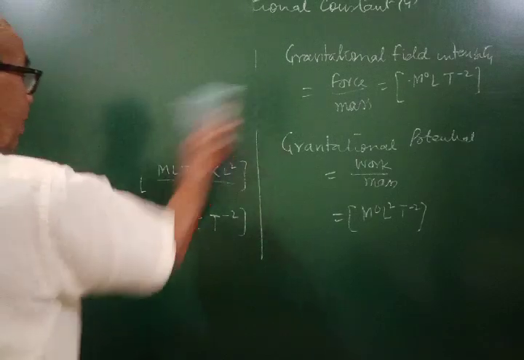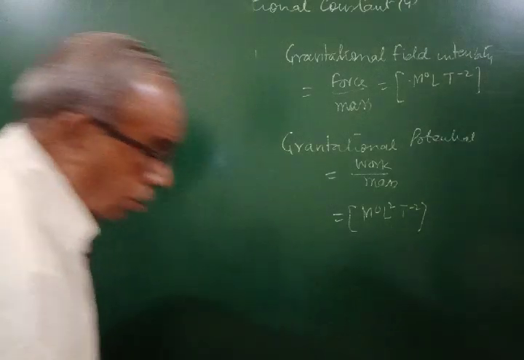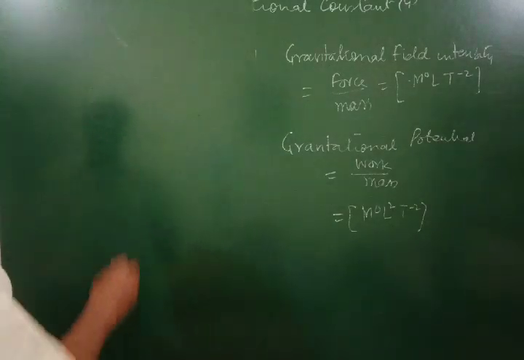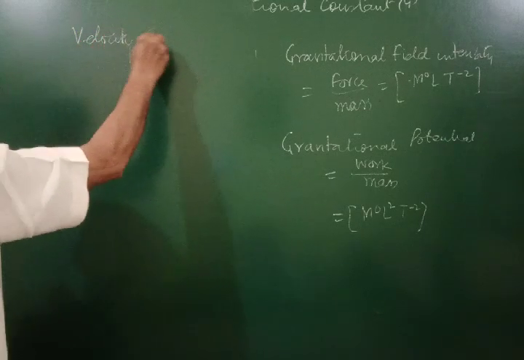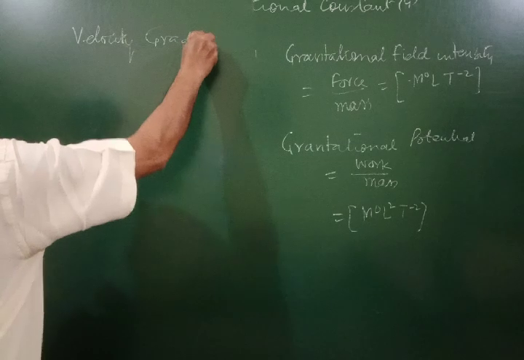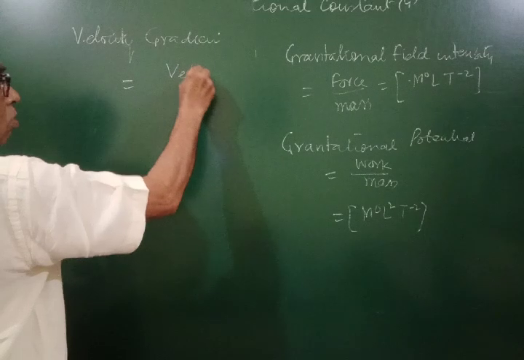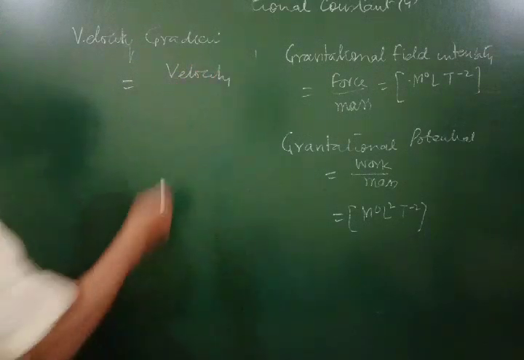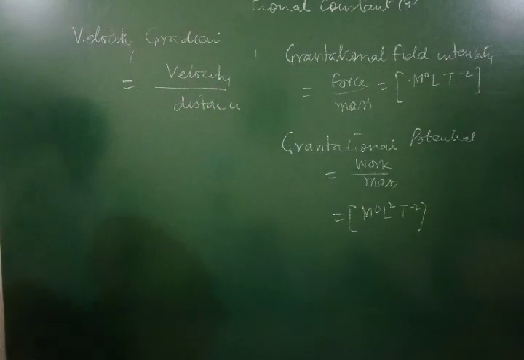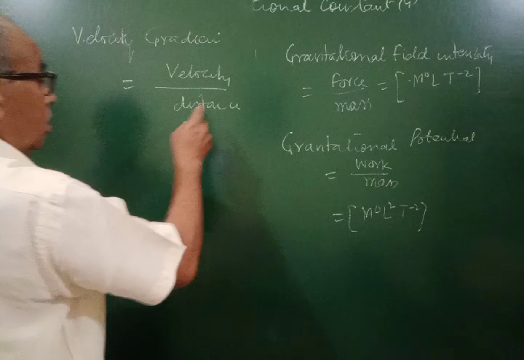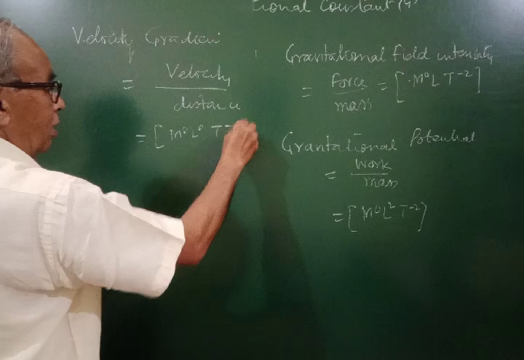Now, there is the term gradient; the word gradient is used everywhere in physics. So velocity gradient is change in velocity upon distance. You remember the dimension of velocity is LT^-1, divided by L. So it comes out to be M^0 L^0 T^-1.